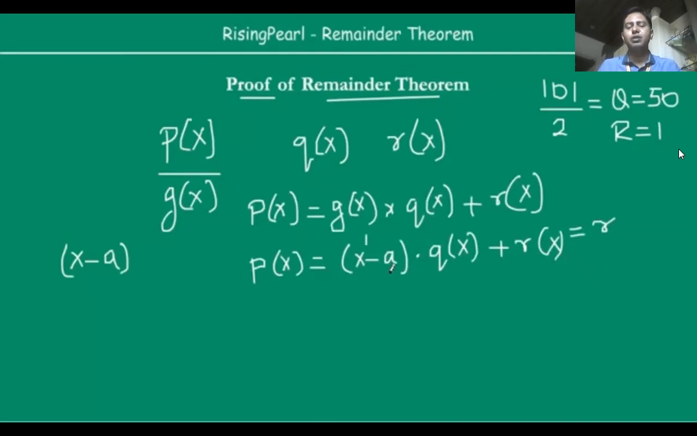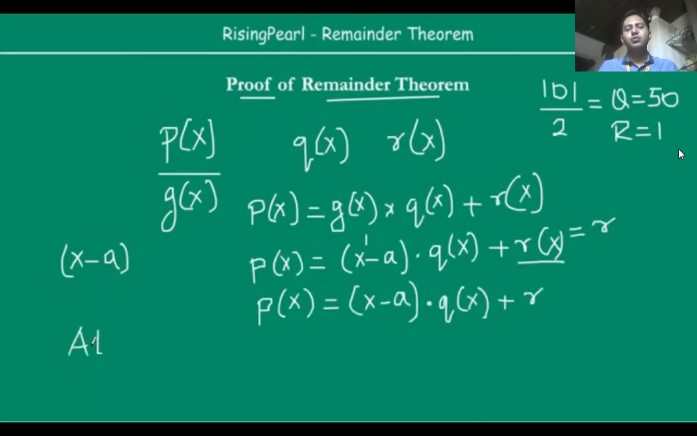Because the degree of the divisor is 1, the degree of the remainder should be less than 1. And what is less than 1? It is 0 only, because a polynomial's power cannot be less than 0. So we could have the power of x as 0 in the case of the remainder. This remainder will be R only. Now P(x) is equal to (x minus a) into Q(x) plus R, instead of R(x), because this is a constant number.